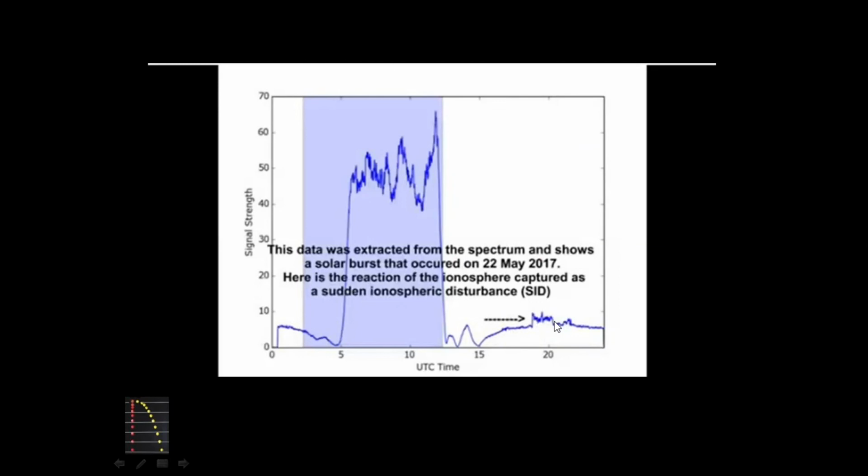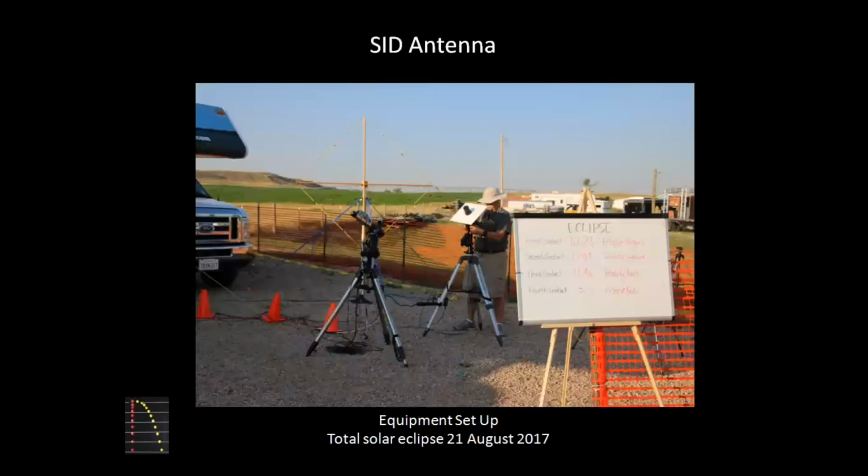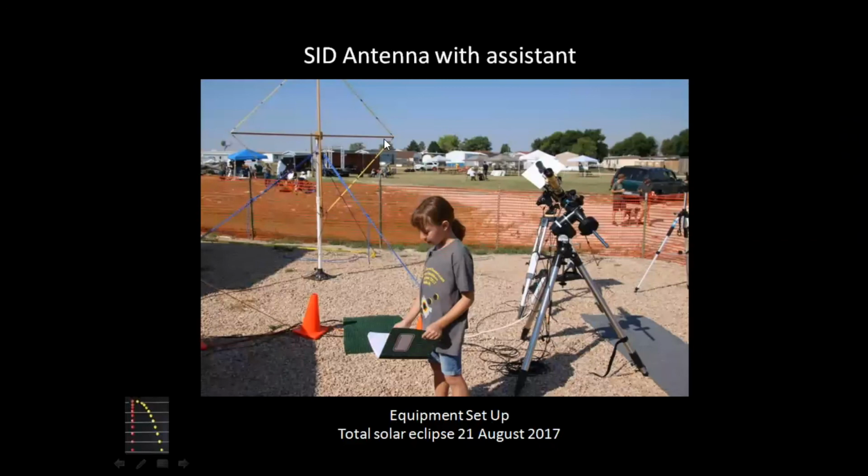So, of course, I took SID to my Great American Eclipse trip in 2017. And this is the antenna that you saw against my bookshelf, set up at the eclipse site. And I let that run. That was one of my assistants and his antenna again. And this is very easily constructed and not too expensive. And they actually sell a kit, just a bunch of wire that you'd make maybe 25 turns. It was like the old antennas on the back of radios, depending how old you are. Maybe you remember what that looked like.